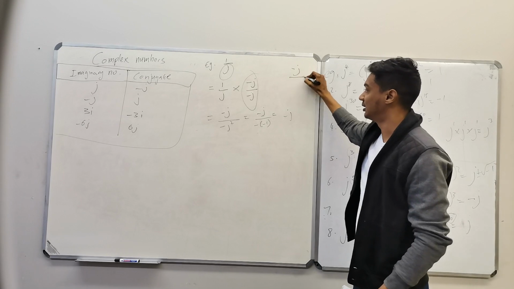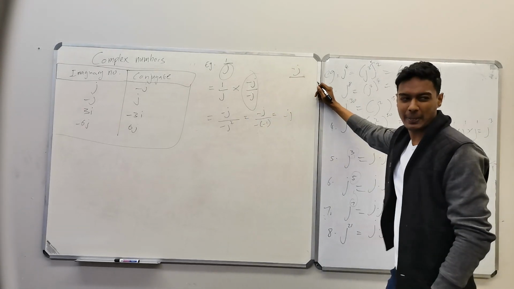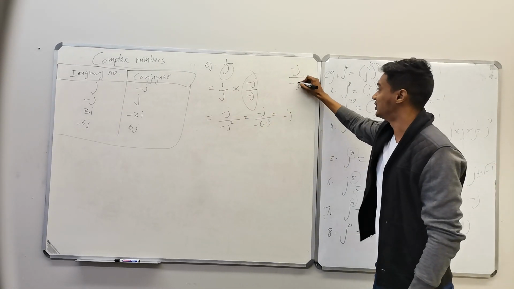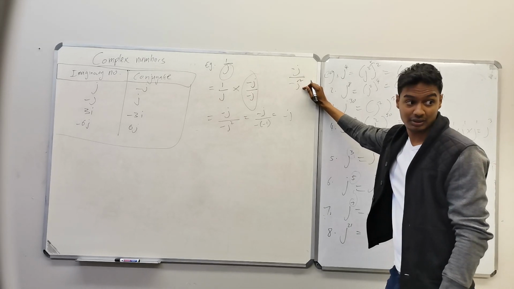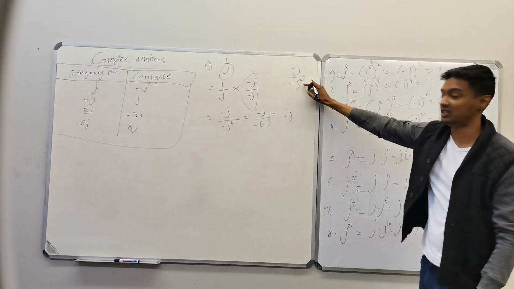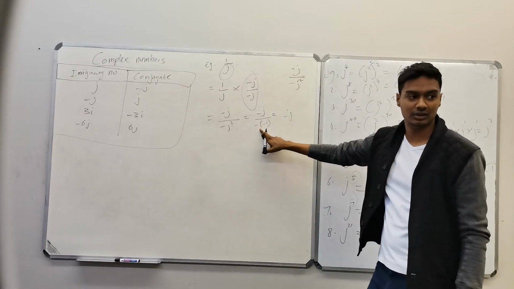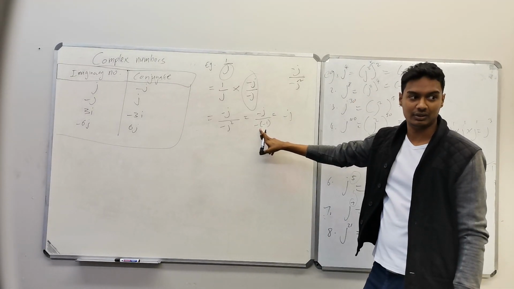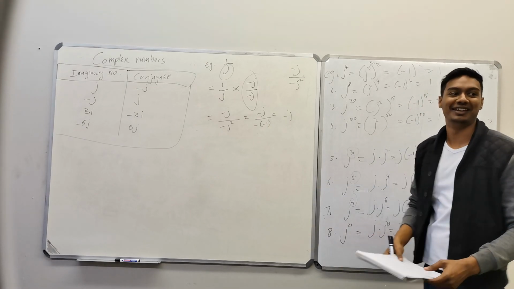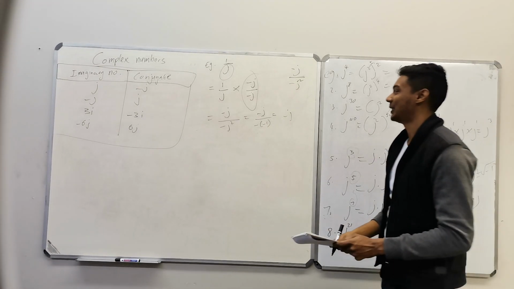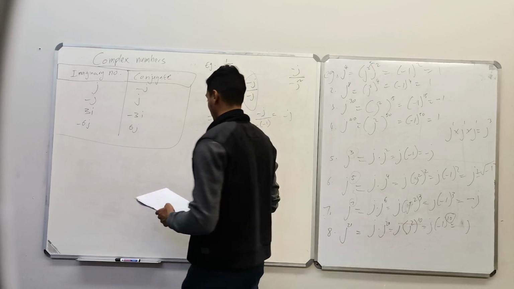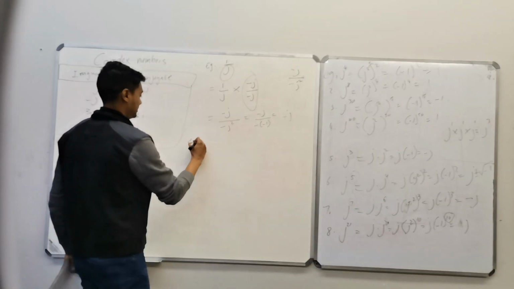Minus j. Okay. j times a negative j? That's negative j squared. You understand that? Okay, what is j squared? Minus 1. That's how we got to here. You understand that? You sure? Perfect. Okay, let's do another one, just to sink it in.